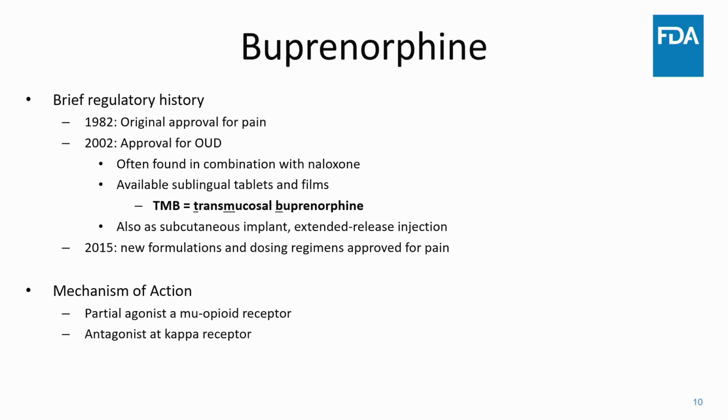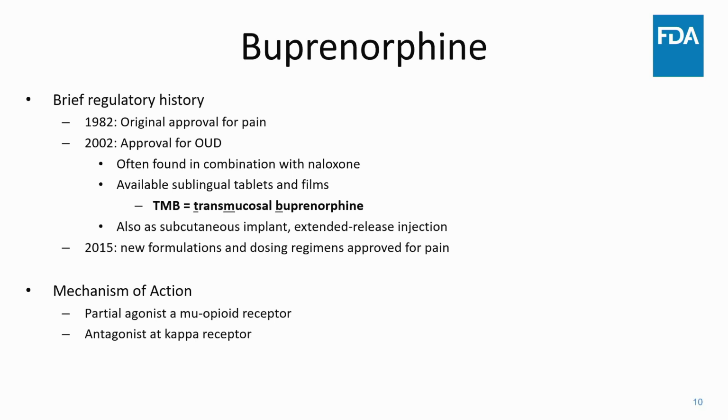Buprenorphine, however, is also approved as an extended release injection. There's also a sub-Q implant. The injection is becoming more and more common. The implant is not currently manufactured, I don't think. There's also a patch or transdermal system approved for pain, and there's a sublingual film that's approved for pain as well. The dosing for those indications is very different. For instance, dosing for pain is in the micrograms, where dosing for OUD is in the milligram range.